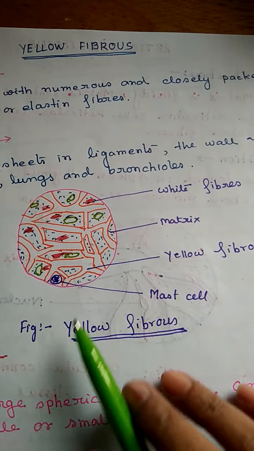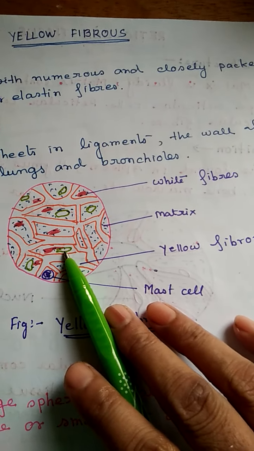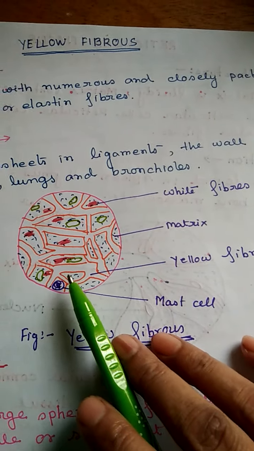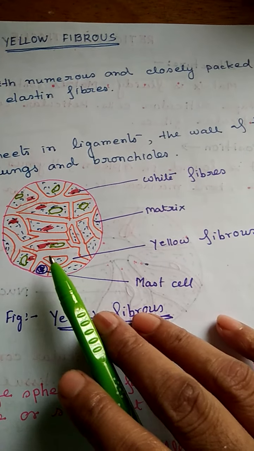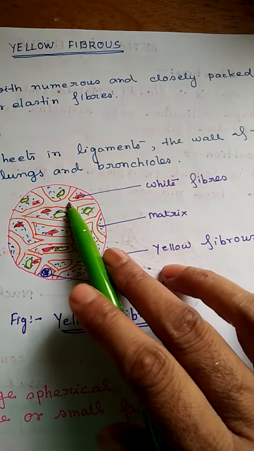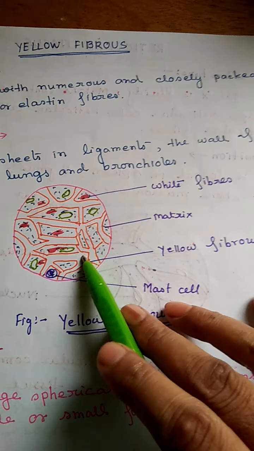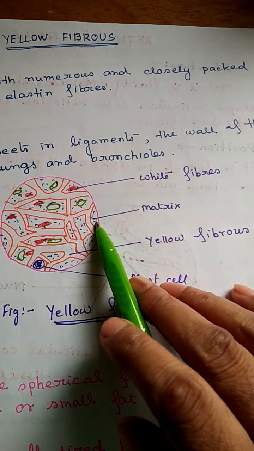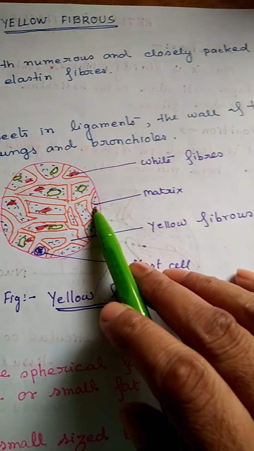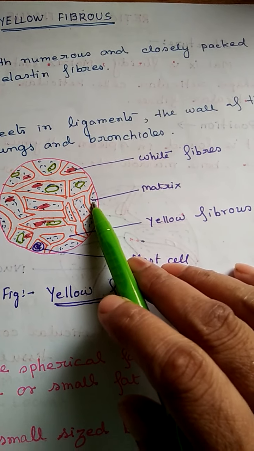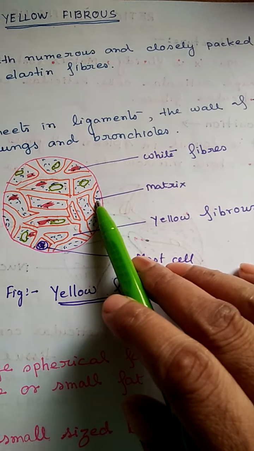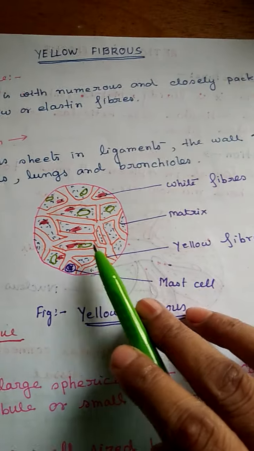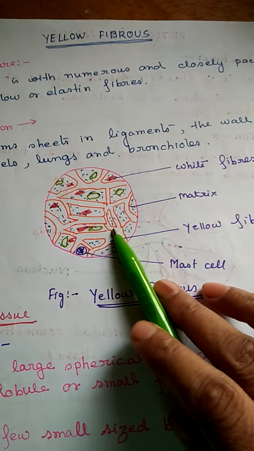Now the next one is yellow fibrous tissue. The matrix has numerous closely packed thick yellow elastin fibers. These are the white fibers, and yellow fibers are also present. This part is the matrix, and they are found in the ligaments, the walls of blood vessels, lungs, and bronchioles. So this is the yellow fibers.